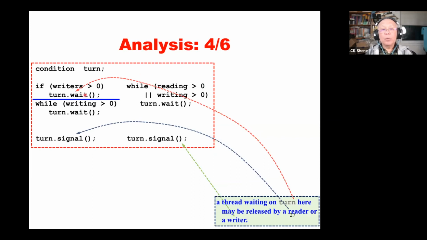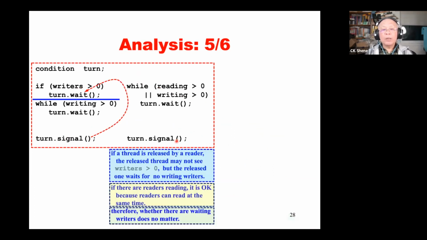So a thread that waits here could be signaled by a reader here, or could be signaled by a writer here. So let's explain further. If a thread that waits here is released by a reader, the released thread may not see writer greater than 0, but the released one waits for no writing writers. If there are readers reading when this thread is released, it's okay for this thread to go down because readers can read simultaneously. Therefore, whether there are waiting writers here doesn't matter.